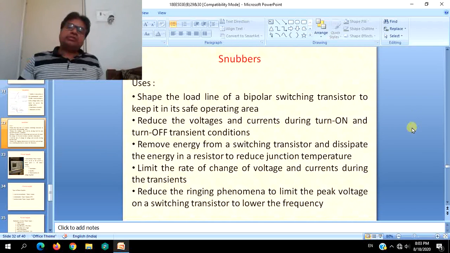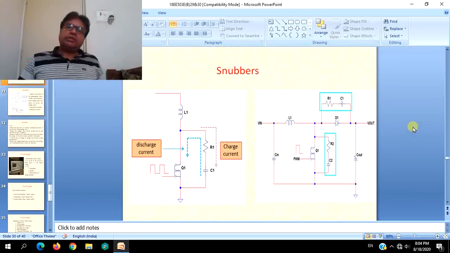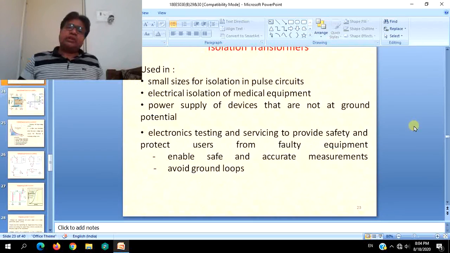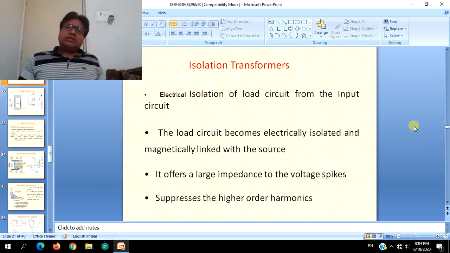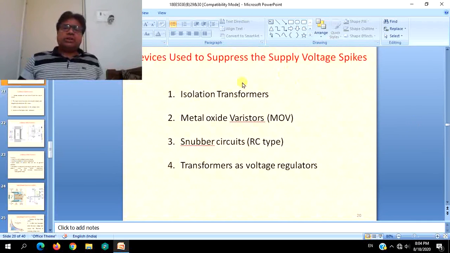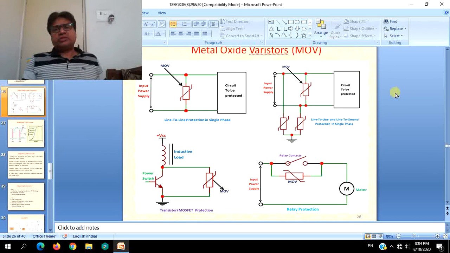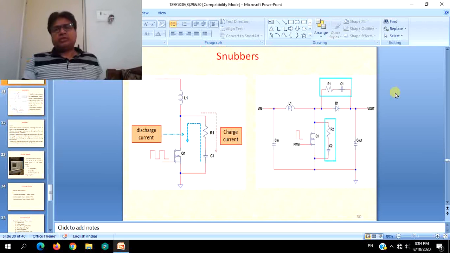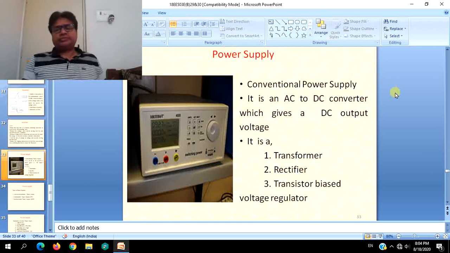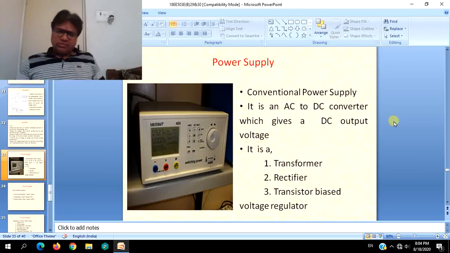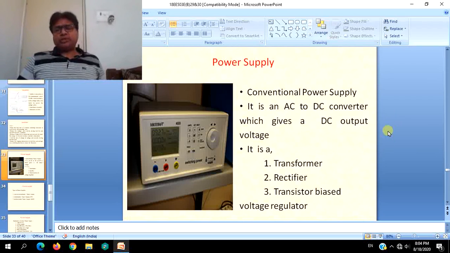So these are the uses of snubbers, and thus we have discussed all the 4 devices used for suppressing the voltage spikes. Devices used to suppress the supply voltage spikes are isolation transformers, metal oxide varistors, regulating transformers, and snubbers. So these are the disturbances which may be carried from the power supply to the load.